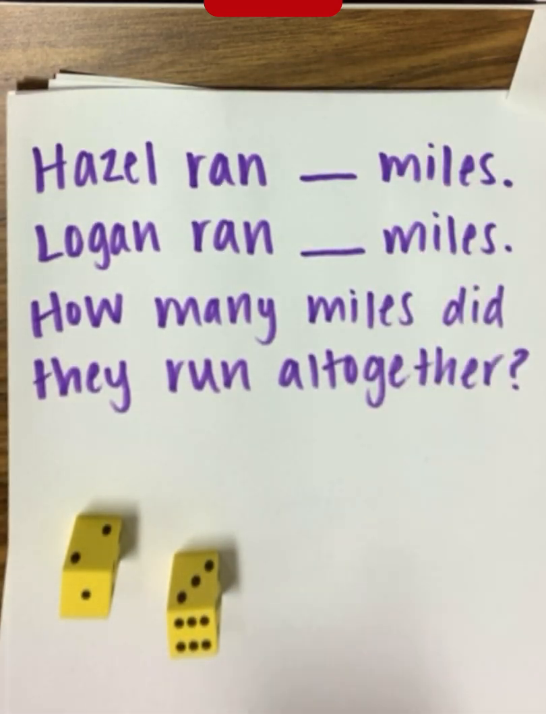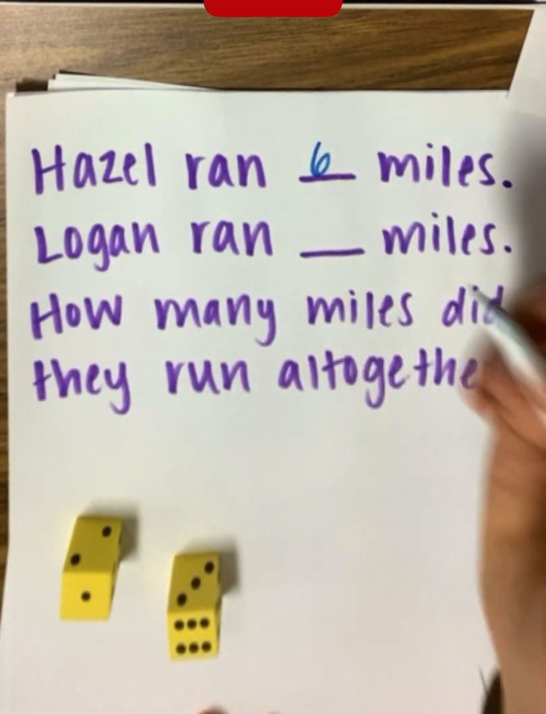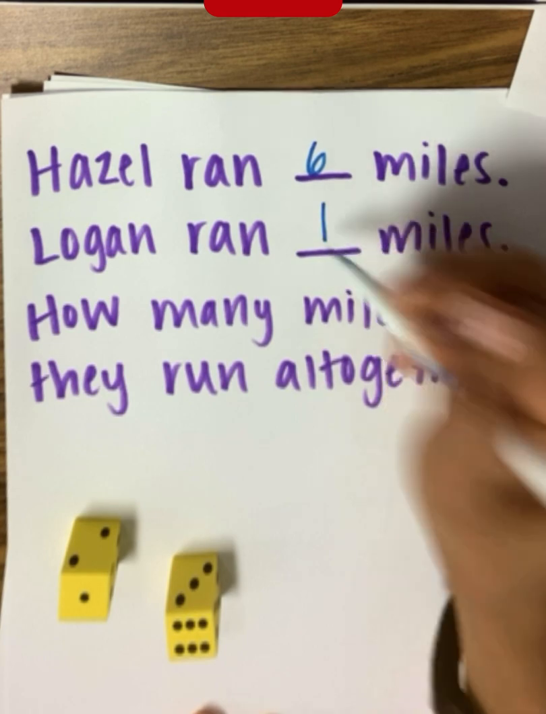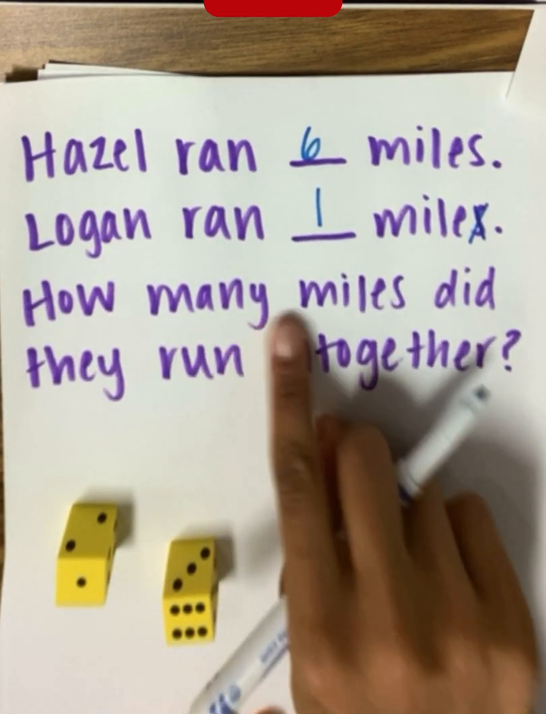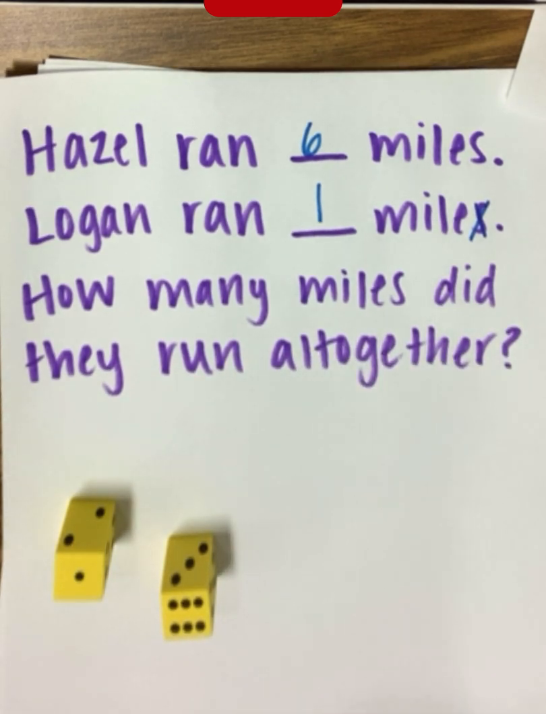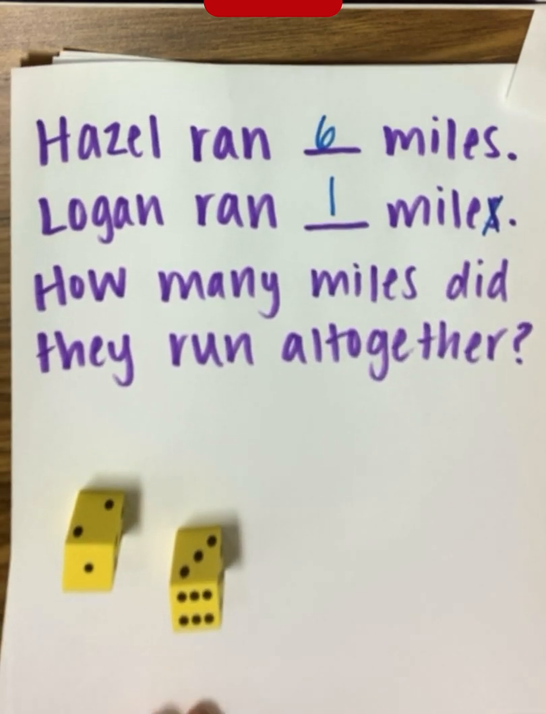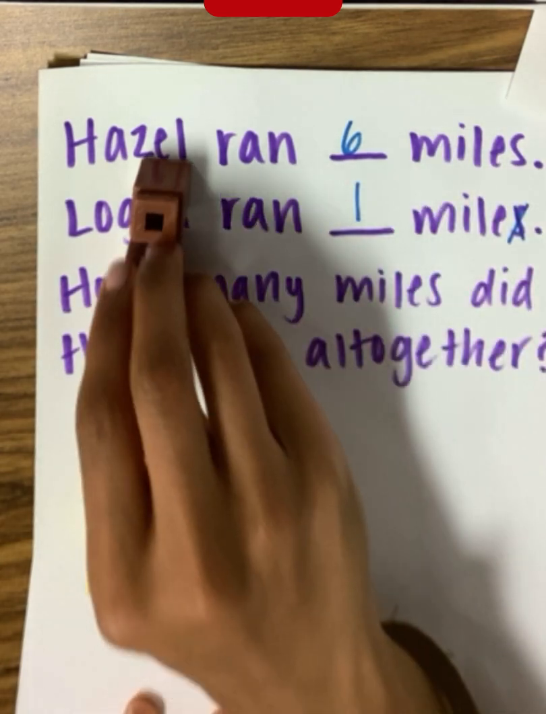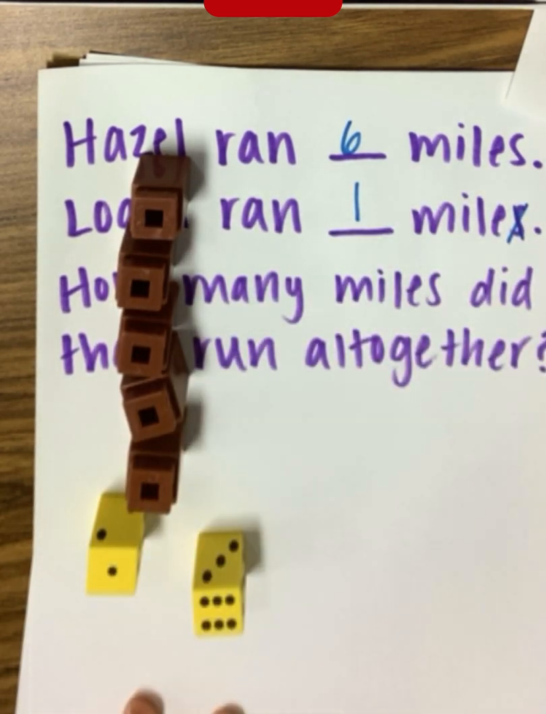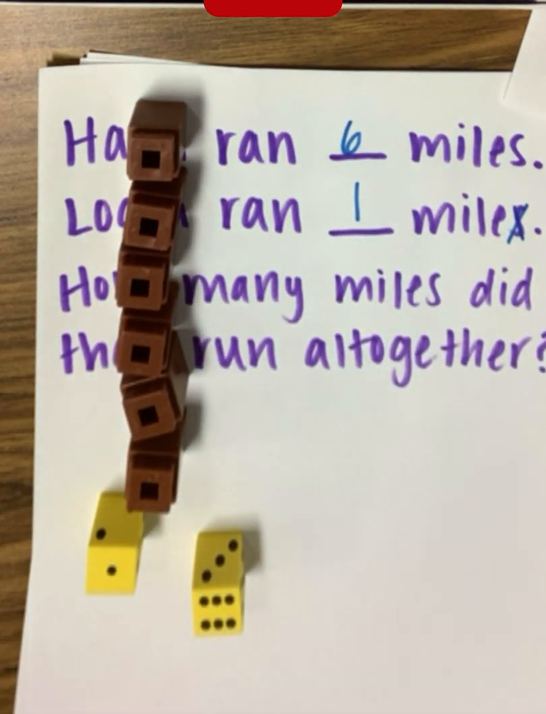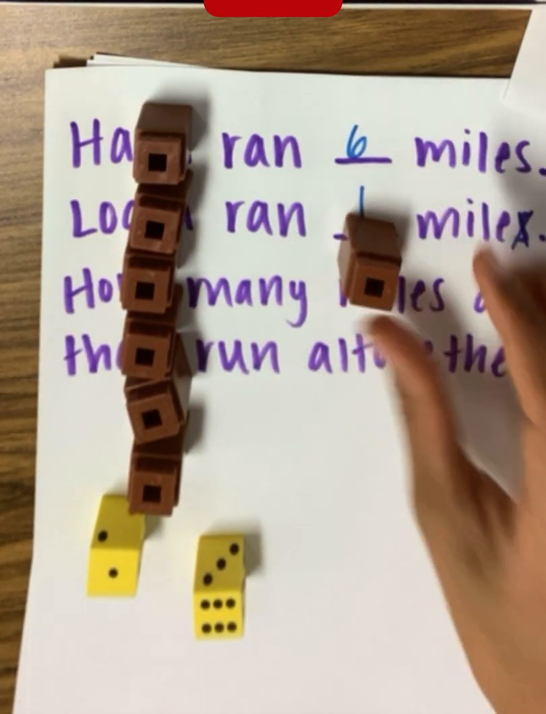Hazel ran 6 miles. Wow, that's a lot of running, Hazel. Logan ran 1 mile. I'm going to change that into a mile. How many miles did they run all together? So let's use our Unifix cubes. I'm going to count out the 6 first. 1, 2, 3, 4, 5, and 6. Here are 6 that Hazel ran, and 1 more that Logan ran.